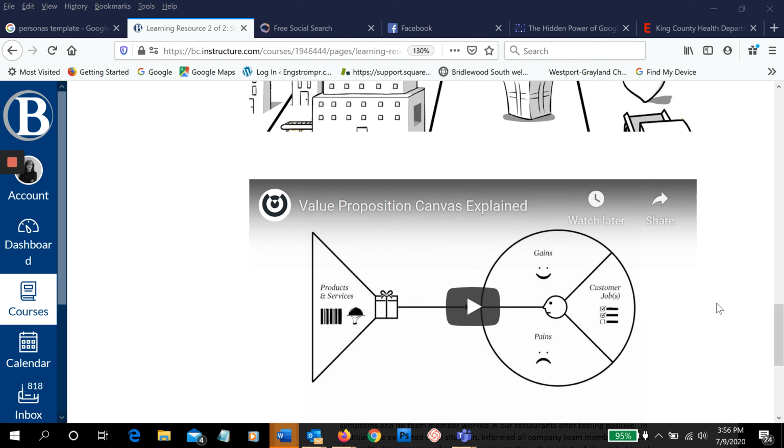This one is really well explained in this video. This video talks about how you take what you have done in your first canvas with the customer jobs, pains, and gains, and turn that into a product and service that would help to alleviate one pain or give a gain or something like that. You can't solve everything, so select what you think can make sense.